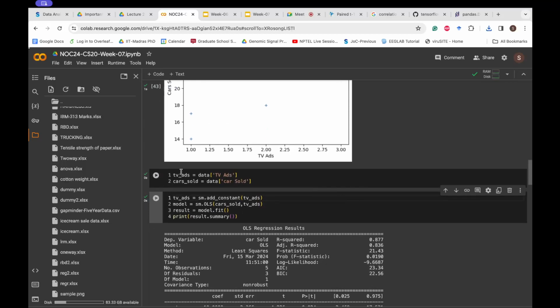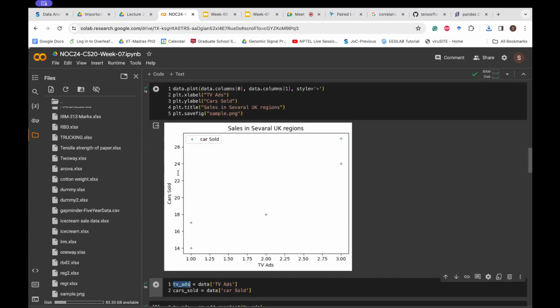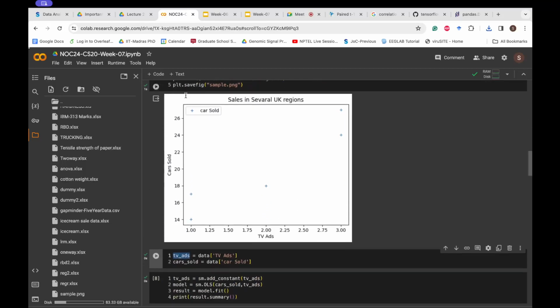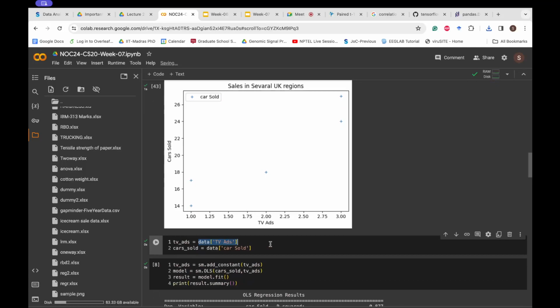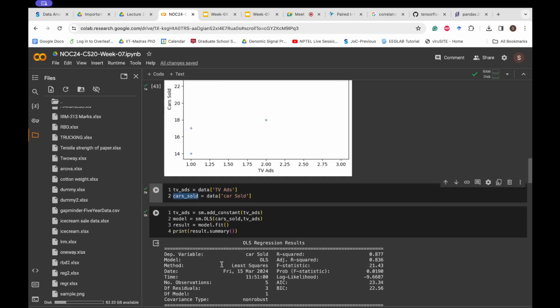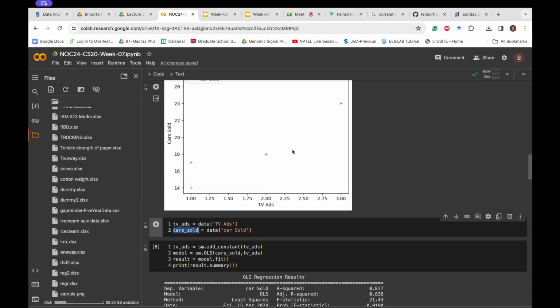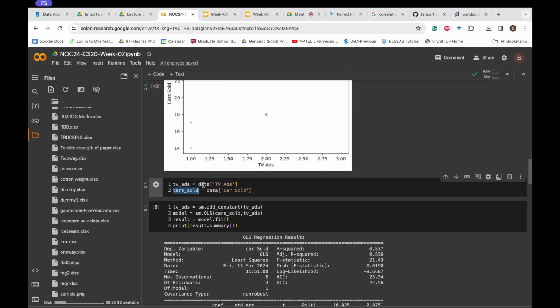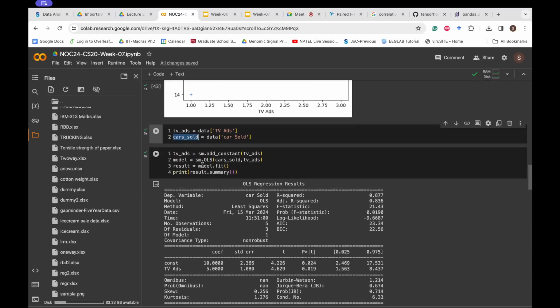Yeah, so I'm having this TV ads. Now, given this data frame, I'm getting the data for the TV ads in one list called TV ads, and getting data for cars sold in the second list. Now I want to fit a linear regression model on these data points. So we have x and we have y values.